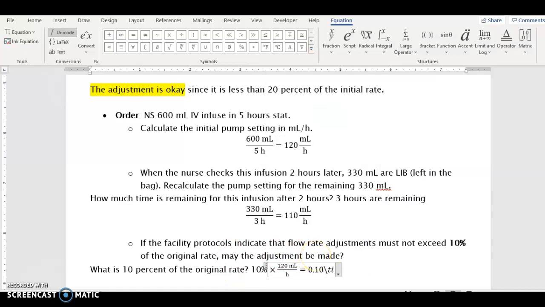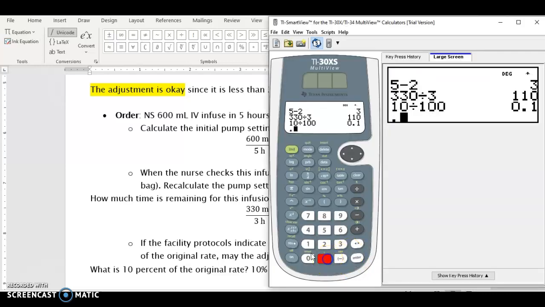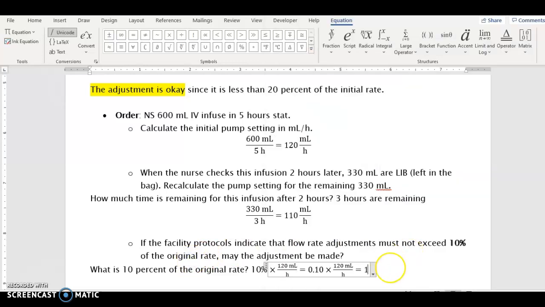We're going to multiply that by 120 milliliters per hour. So 0.10 multiplied by 120 is equal to 12. So the maximum adjustment we can make is 12 milliliters per hour, according to the facility protocol.